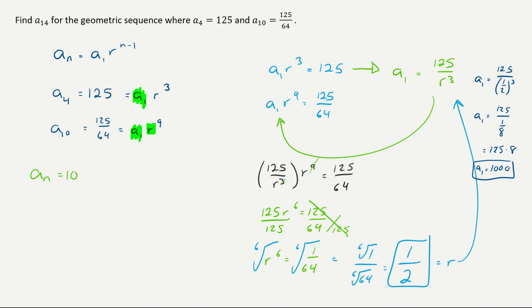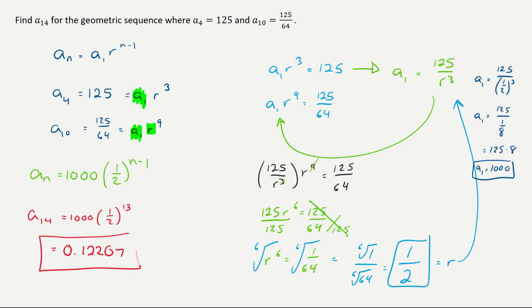A sub n equals the first term times the common ratio to the n minus 1 power. And now we can figure out a sub 14 is equal to 1,000 times 1/2 to the 13th power. And this is going to give us a pretty small decimal, because 1/2 to the 13th power is 0.0001207033125 if you want it all. But then when I multiply by 1,000, it gives me a little bit more manageable number, and I'm going to leave it in decimal form instead of finding the fraction. And there we go, that's the 14th term.